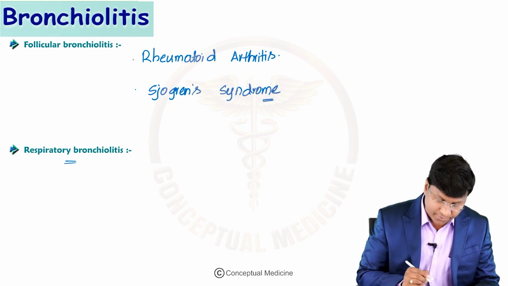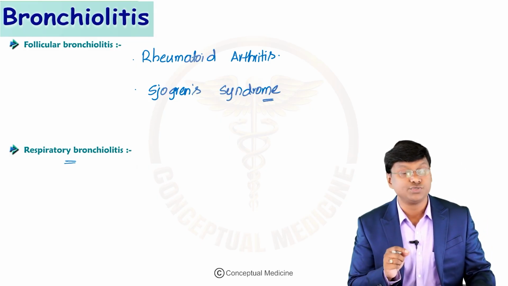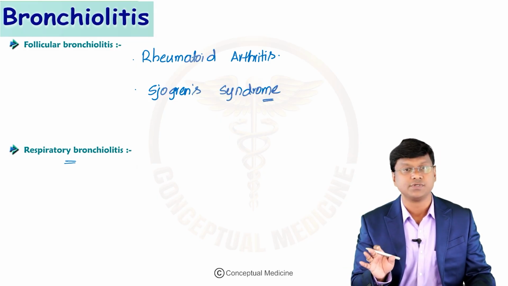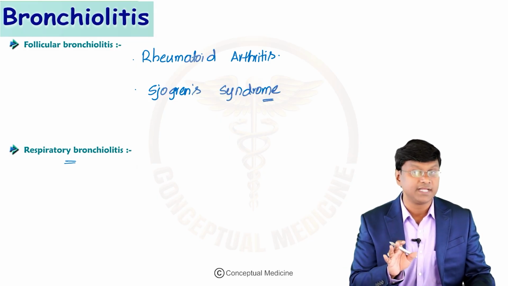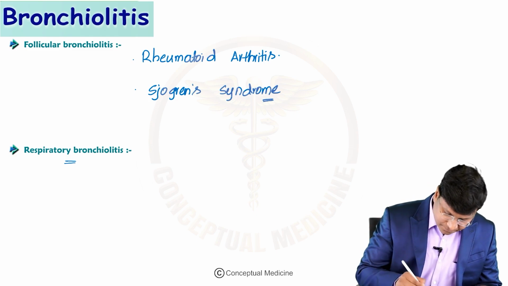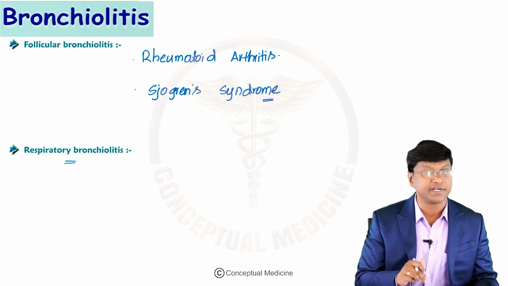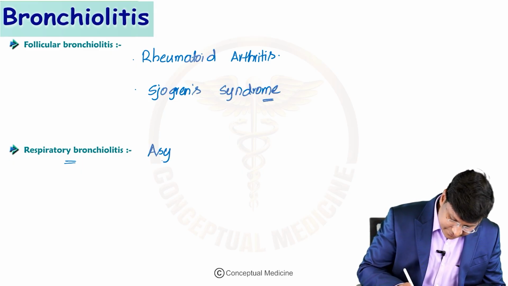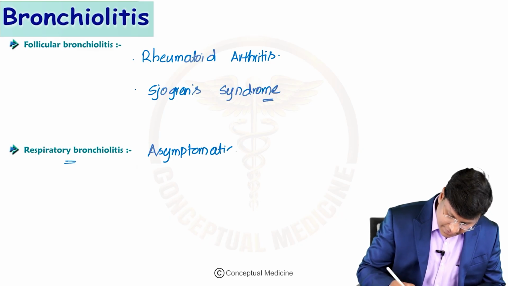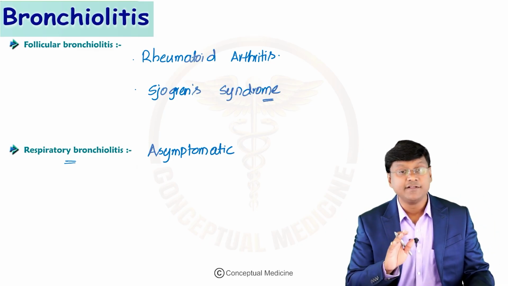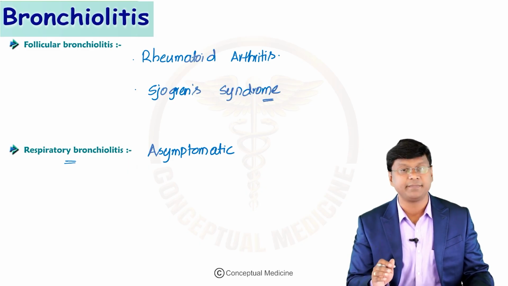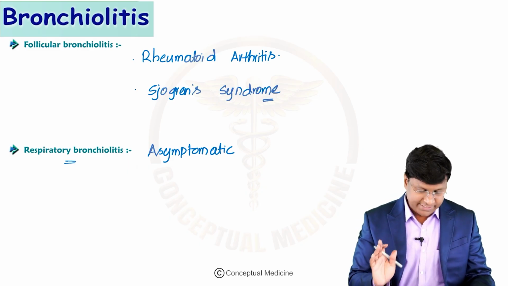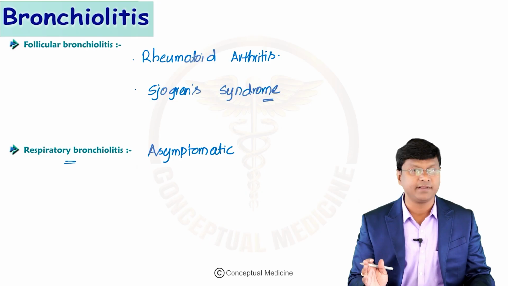Then we have respiratory bronchiolitis. Respiratory bronchiolitis usually occurs without symptoms or physiological evidence of lung impairment. Most of the time these patients are asymptomatic, and physiological evidence of lung impairment is also absent. That is what you will observe in case of respiratory bronchiolitis.